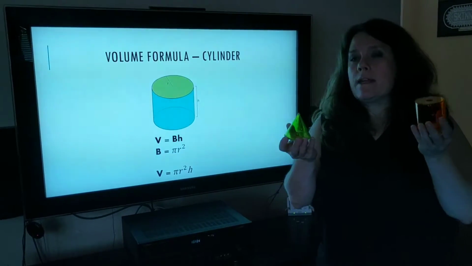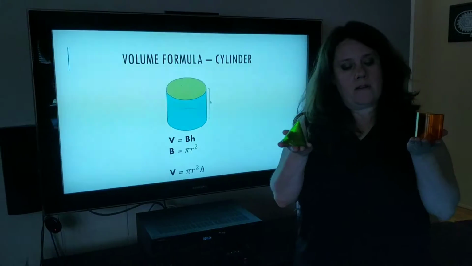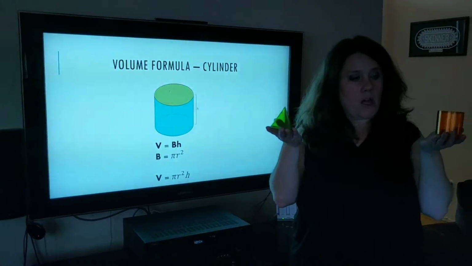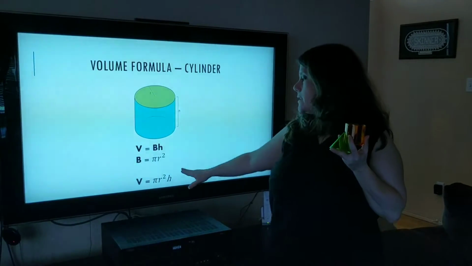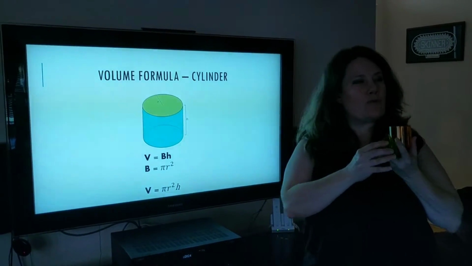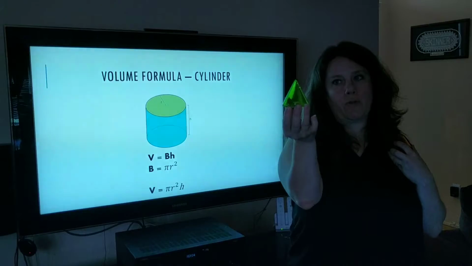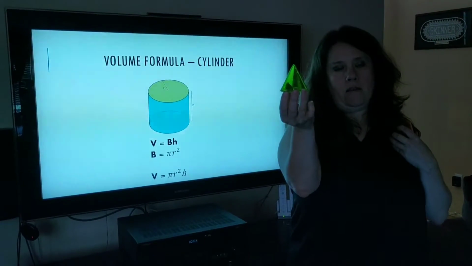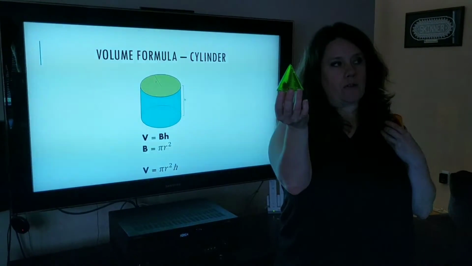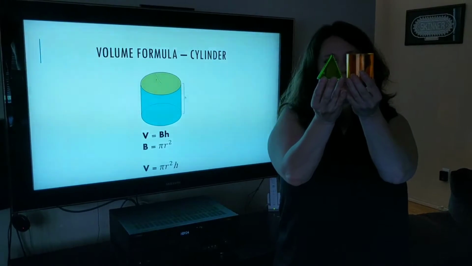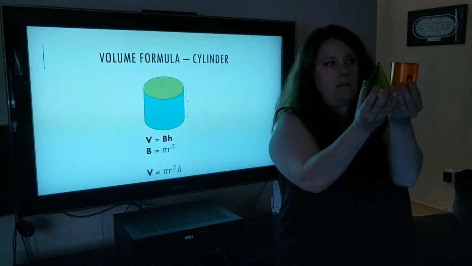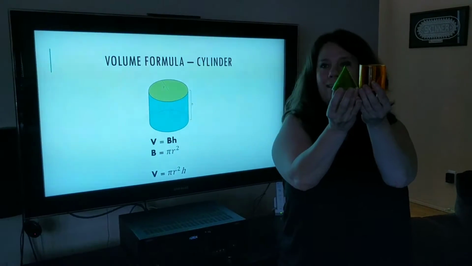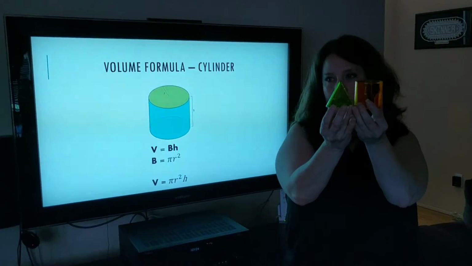So I want you to make a prediction. On your whiteboard, under the cone, I want you to just make a prediction based off the formula of a cylinder, what you think the formula of a cone would be. So you could ask yourself this question first, just looking at them: is the formula going to represent something that's less than the cylinder or more than the cylinder?